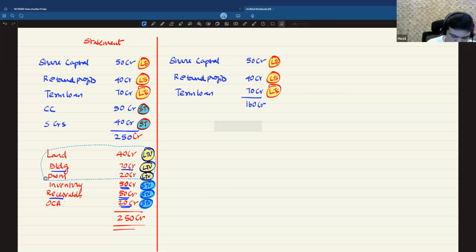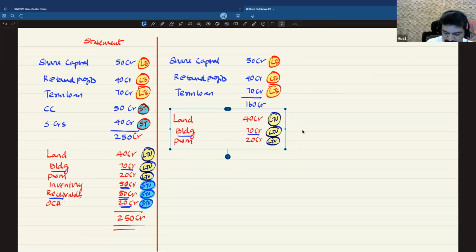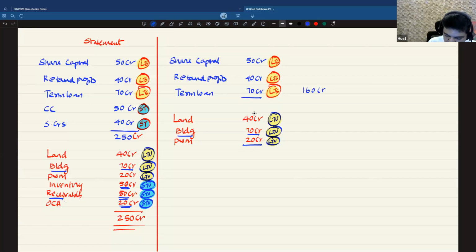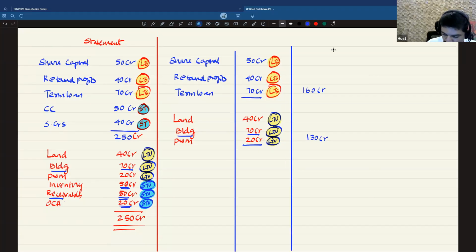Let me copy this and place that here. So these are all the long-term uses. And if you see the long-term use total, okay, I'll put this total over here. The total is 160 crore. And I'll put this total over here. 40 plus 70 is 110 and 20 is, so it is 130 crore. Okay. So the long-term sources total is 160 crore and long-term users total is 130 crore.